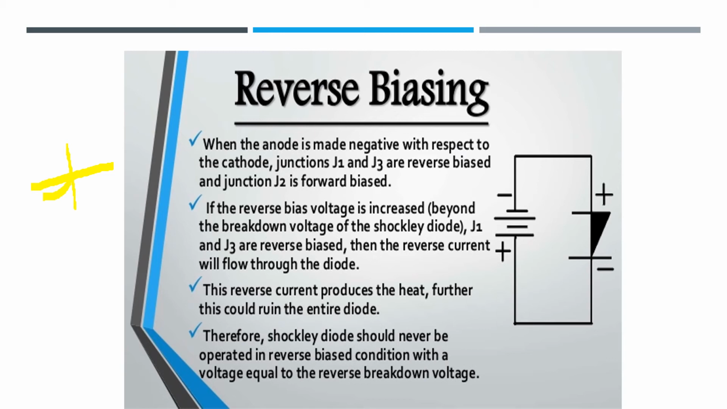This reverse current produces heat, and this could ruin the entire diode. If this reverse current is increased sufficiently, it can damage the diode. Therefore, a Shockley diode should never be operated in reverse bias with a voltage equal to the reverse breakdown voltage. So this is the situation when reverse biasing is applied, that is, the anode is connected to the negative terminal of the battery and the cathode to the positive terminal of the battery.